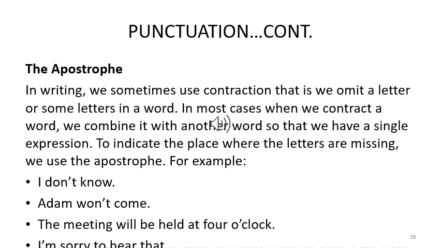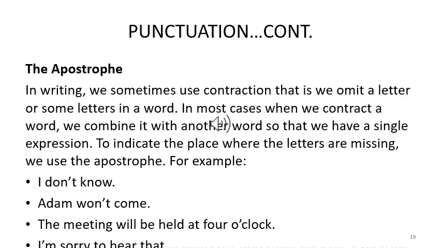So in most cases, when we contract a word, we combine it with another word so that we have a single expression. You can see that this thing is being done, in essence, just to shorten the writing or to shorten speech. So that instead of having two words, we have one, and then by having that one word, we don't put all the letters of the two words. We reduce the letters or we omit some letters so that we have just a single expression. Now, to indicate the place where the letters are missing, to show the place where you have removed those letters, that is where we use apostrophe.